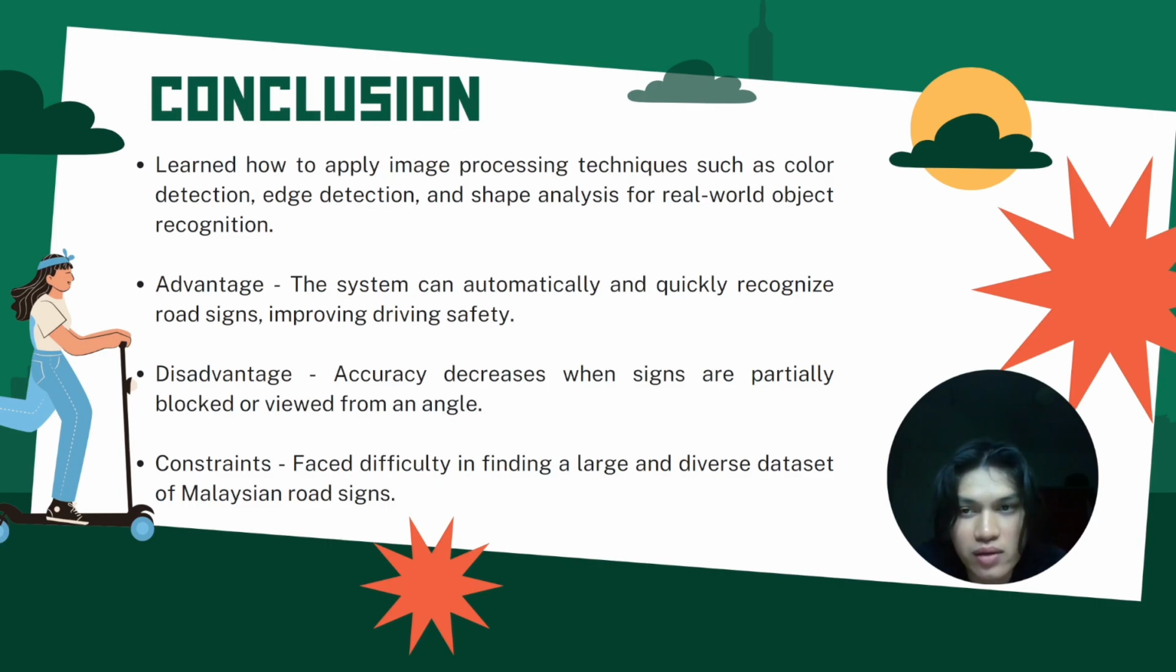One advantage of the system is that we think it can help drivers or smart cars quickly know what road signs mean. One disadvantage is that the system doesn't work well if the sign is partly blocked or seen from the side, from a different angle, let's say. The big challenge that we faced during our project was finding good images of Malaysian road signs because we need to train and test the system.